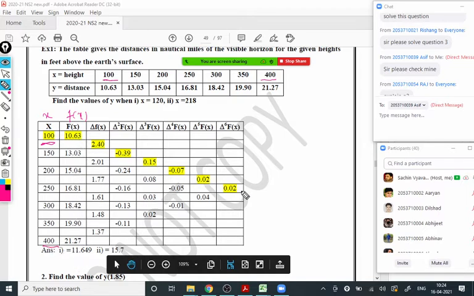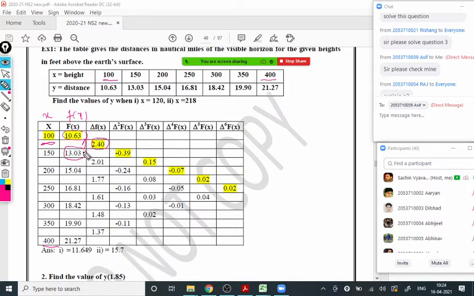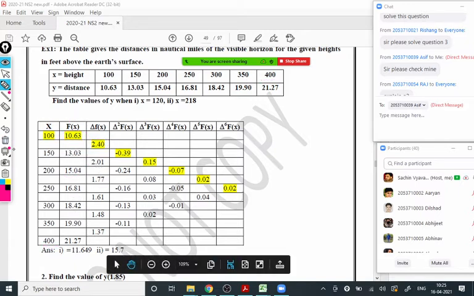Now the differences are calculated. This we learned in the last session, how to get a difference. Like this minus this, you get this value. This subtraction, 10.03 minus 10.63, is 2.40, and so on. These two subtractions give you the values here. So step number one, make a difference table.